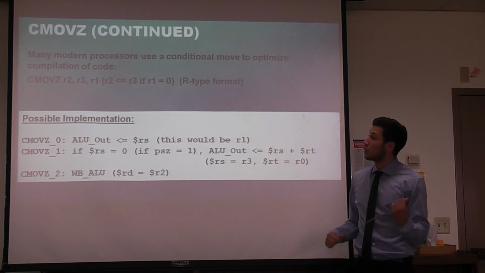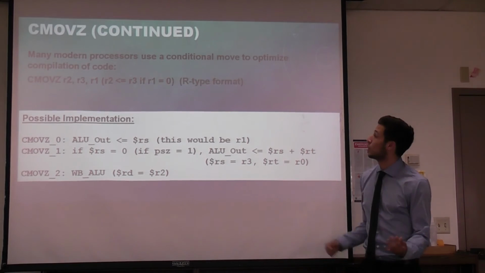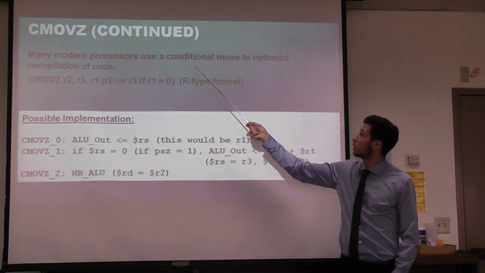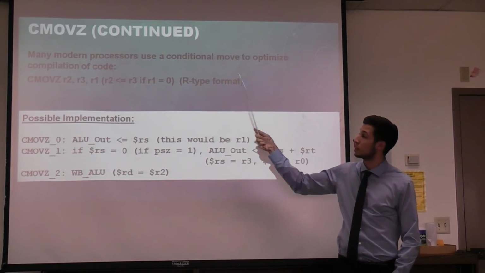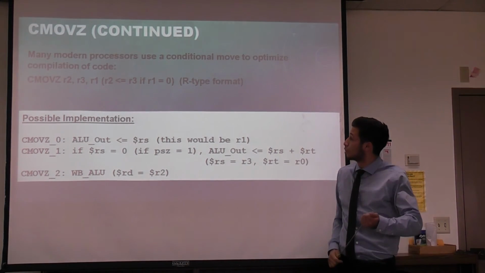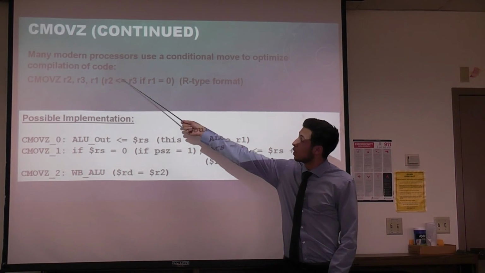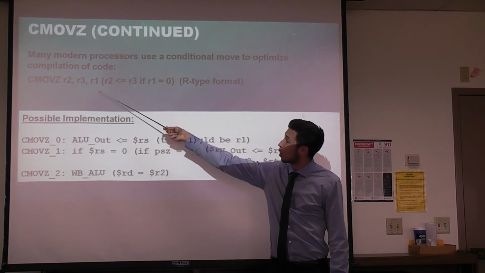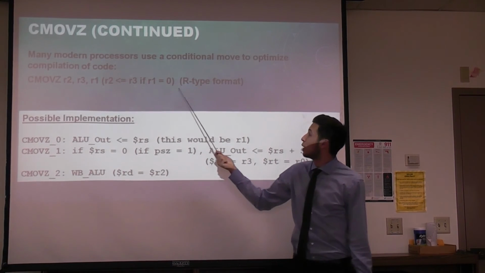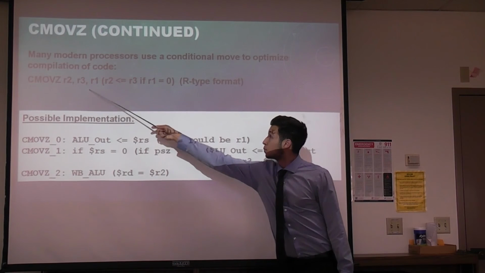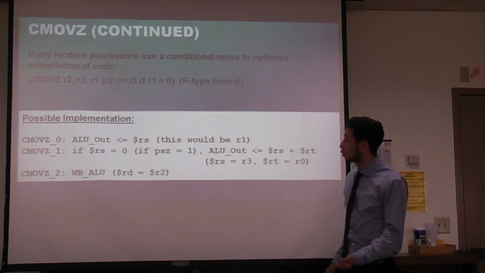So the reason why we want to continue with implementing this instruction is because many modern processors today, including the MIPS, actually use a conditional move to optimize compilation of code. So the assembly syntax you see here is CMOVZ R2, R3, R1, which basically means if R1 is equal to 0, then move R3 into R2. It does follow an R-type format.